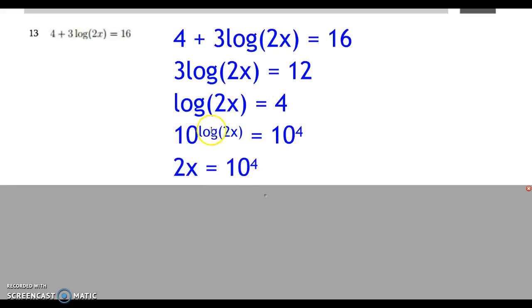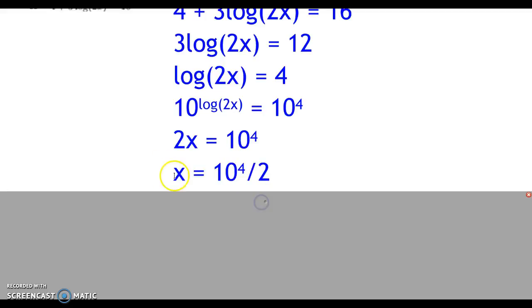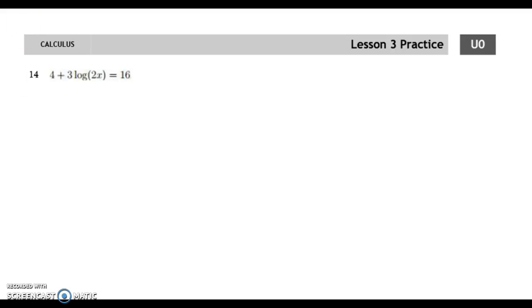We can evaluate this to be just 2x, and we can evaluate this to be, well, 1 with 4 zeros at the end, but you don't need to do that right now. Then our x value is going to be equal to 10 to the 4th over 2. It is perfectly okay to write 10 to the 4th over 2. You could also write 5,000. That would be appropriate as well. This is going to be a chore for me because there are going to be a lot of different equivalent correct answers.